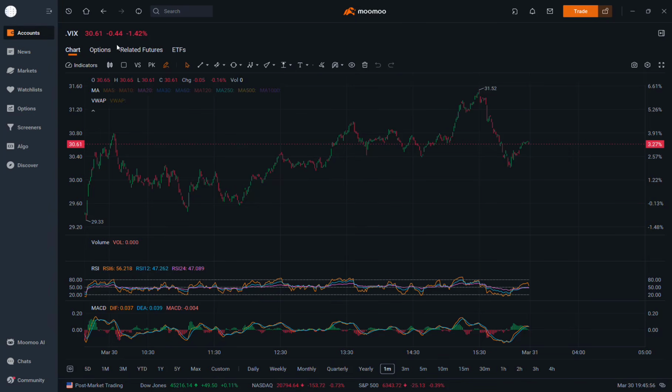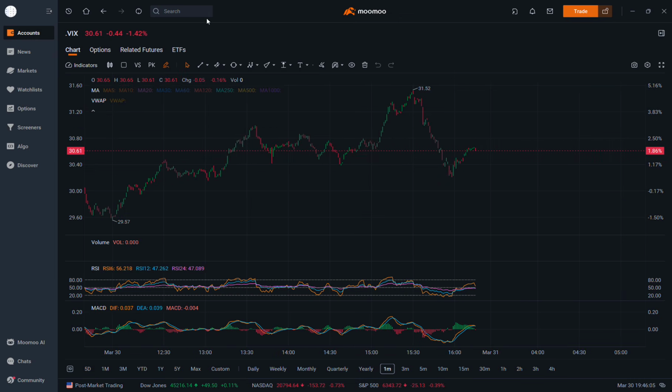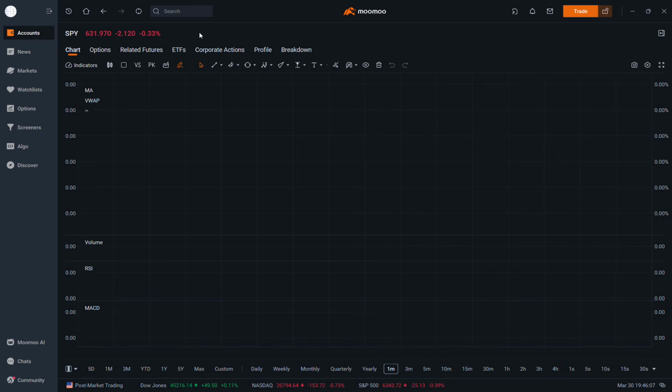So the VIX is down today by 1.42%, but it's still trading above $30. It's trading currently at $30.61 as of market close after 4 o'clock. What does this mean for the overall market? Let's go to SPY. Let's look at technical indicators and chart reading.